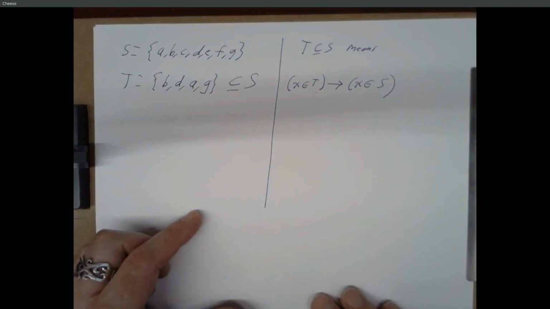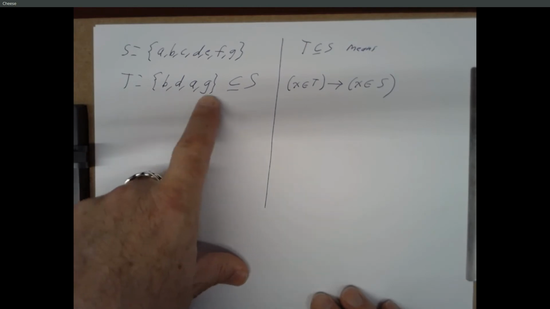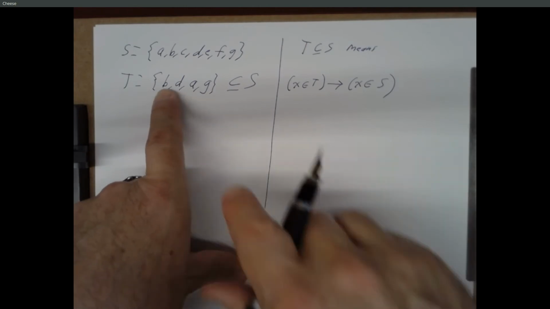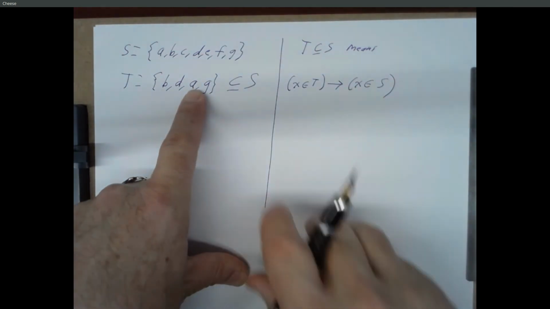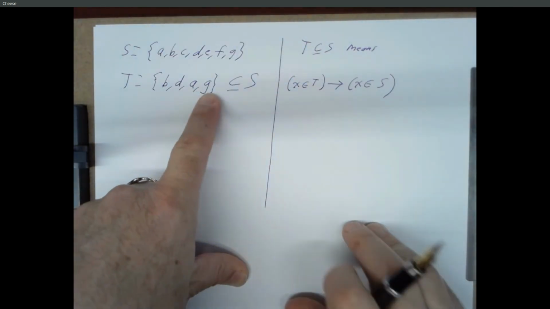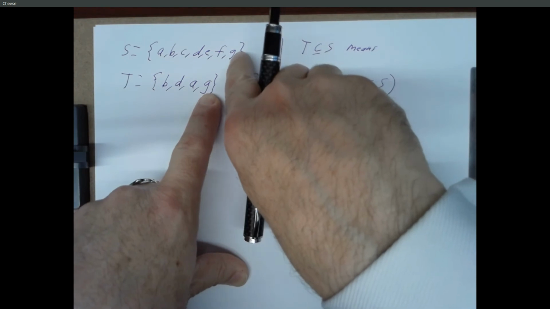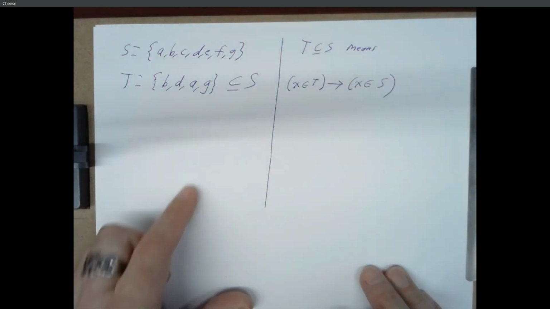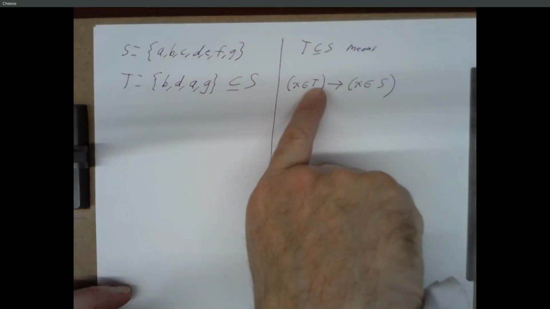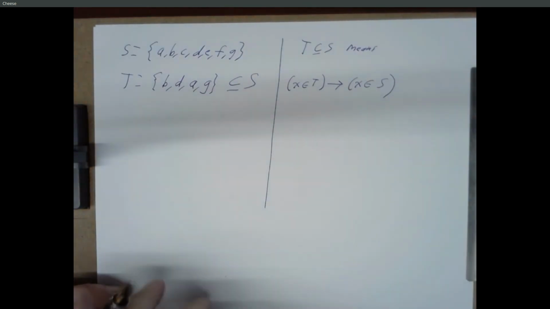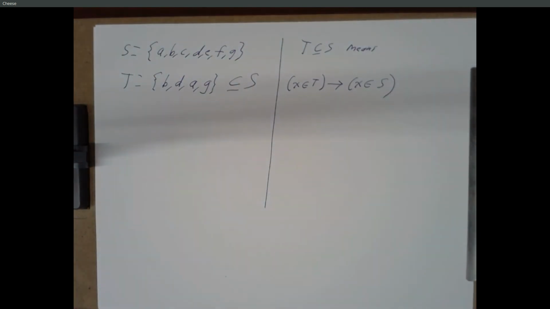Well, if X is in T, we know that X is either B, D, A, or G. If X is B, that's in S, it's right there. If it's D, it's in S, it's right there. If it's an A, it's in S right there. And if it's G, it's in S right there. So that's kind of a demonstration proof that if X is a member of T, it's also a member of S. And that's enough to say that yes, T is a subset of S.